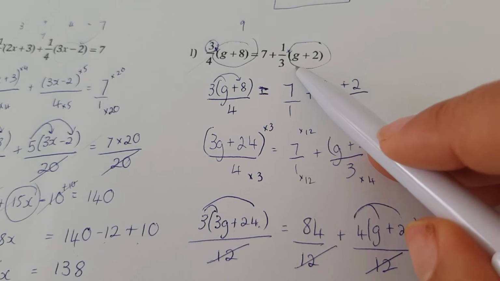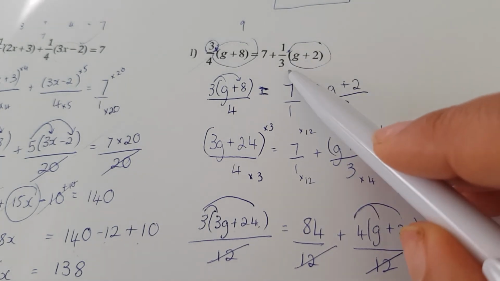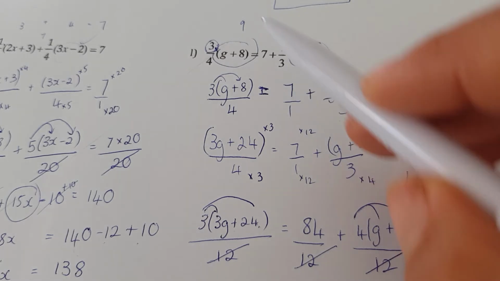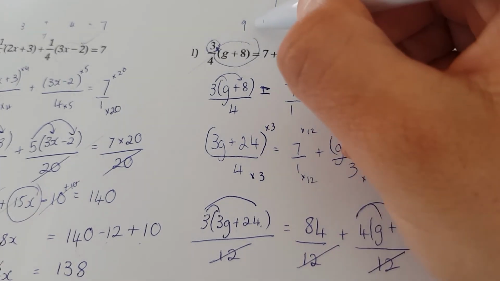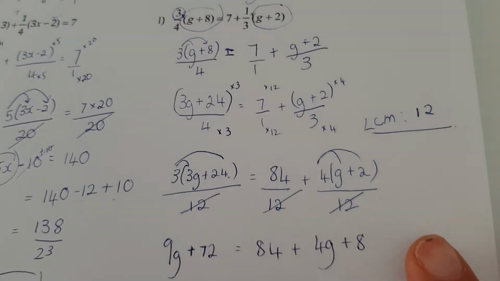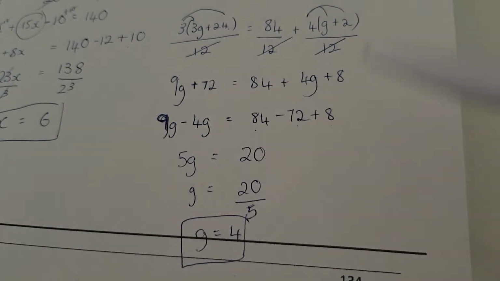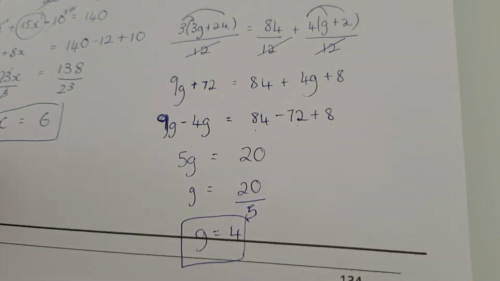Let's check this. g is 4. 4 plus 2 is 6. 6 divided by 3 is 2. And on this side I have 7 plus 2. And it is correct. Make sure your answer is 4. If not, pause the video and check where you have a problem.